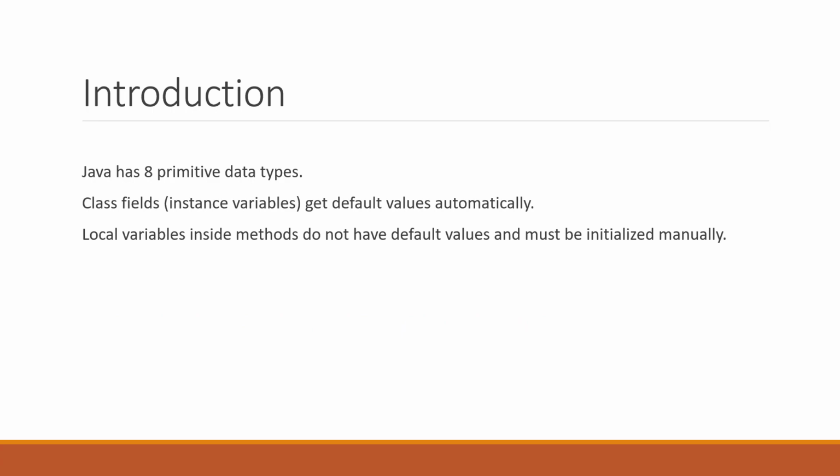Java has 8 primitive data types. Now, if we don't assign any value to them inside a class, Java automatically provides a default value. But remember, this is true only for class fields. If we try to use local variables inside a method without initialization, Java will throw a compilation error. So the rule is: class fields have default values, local variables must be initialized.